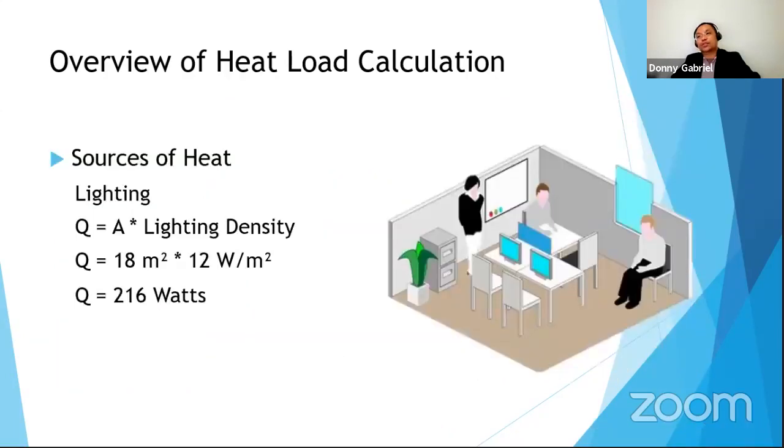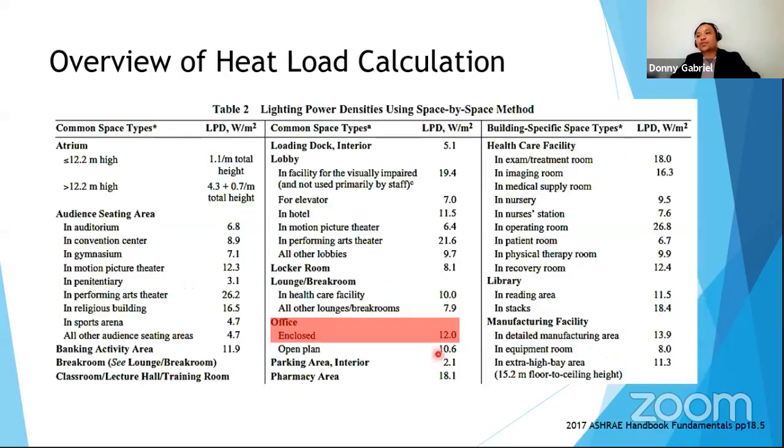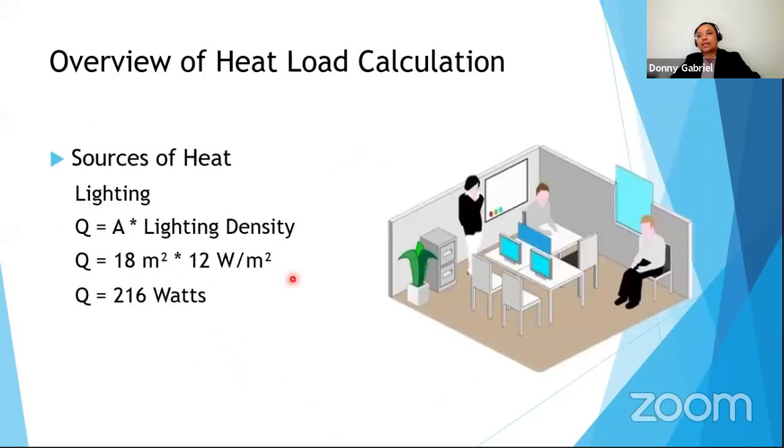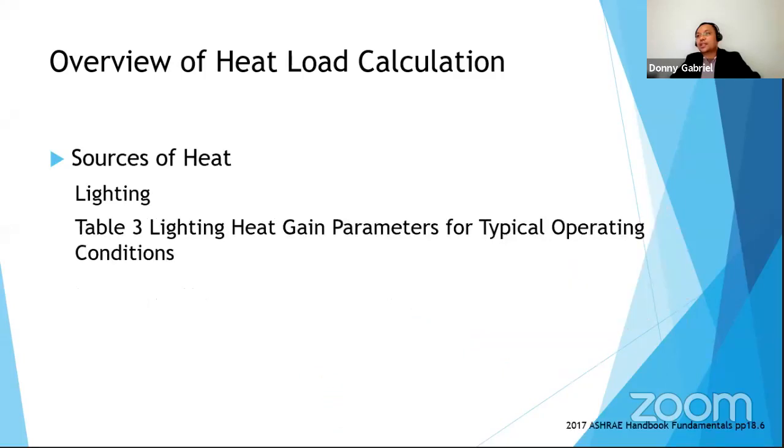Okay. So, balik tayo sa formula natin. Q is equal to A × lighting density. A is the 18 square meter, this is the floor area, times 12. 12 is from ASHRAE Table 2. You multiply them together, you get 216 watts. Question? Next. Some of the lighting heat gain parameters for typical operating conditions.